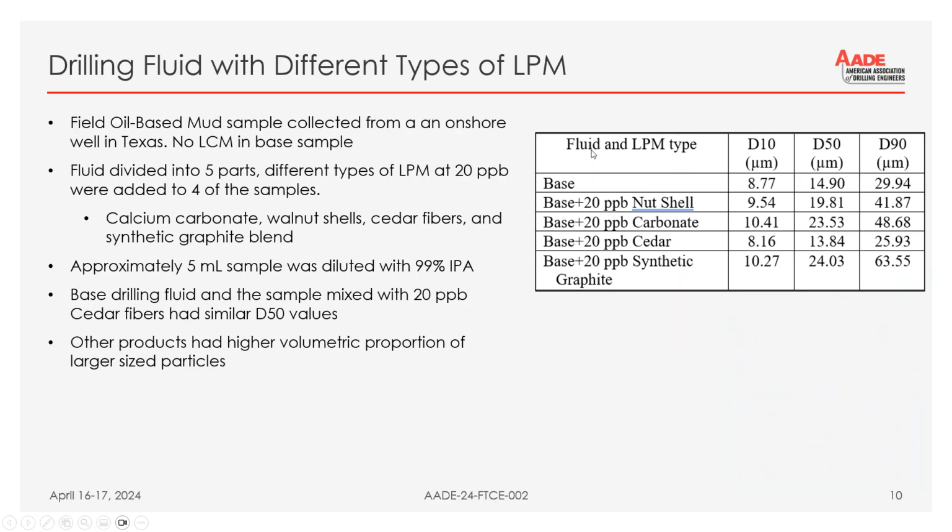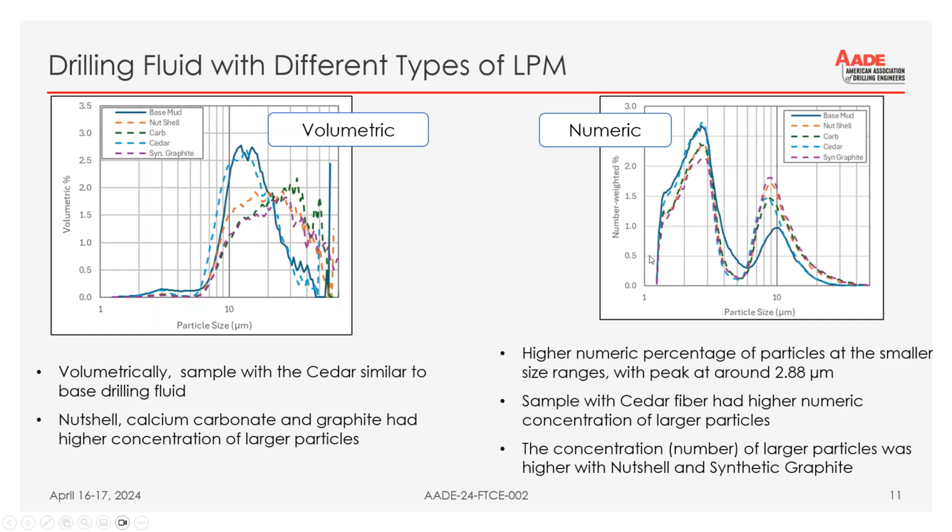Okay. So here's another example where we actually did a little bit of a difference. We actually added different types of LPMs, right? So we took a base mud and we added same quantities of different LPMs to see if we can actually differentiate by shape, right?